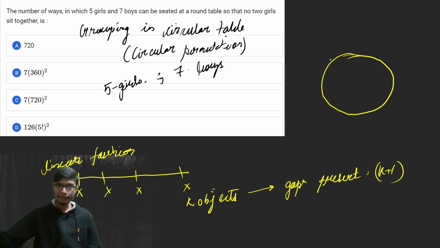So from here, if you have to arrange the 5 girls and 7 boys such that no 2 girls sit together, let me first arrange the boys. So this is boy number 1, boy number 2, boy number 3, and so on up to boy number 7. Now what is the total number of ways of arrangement of boys?